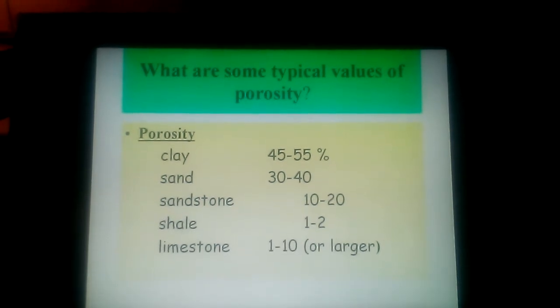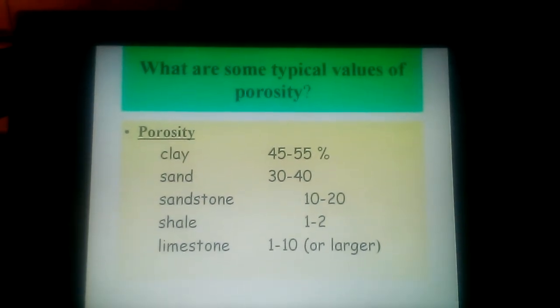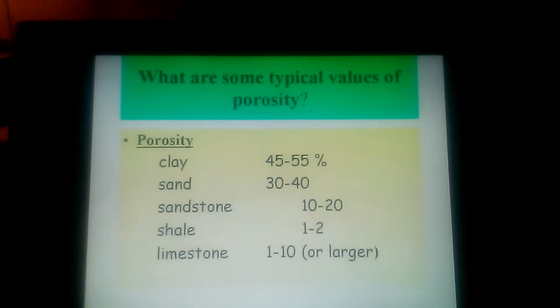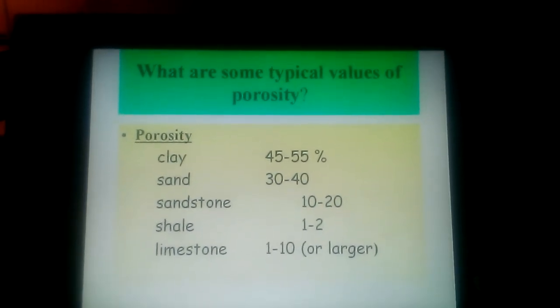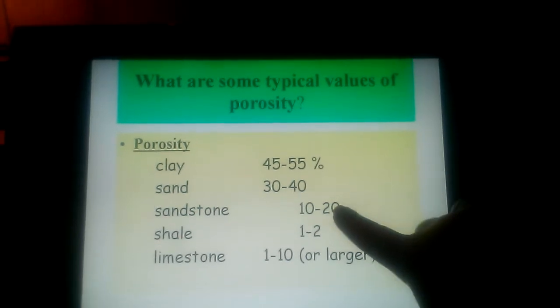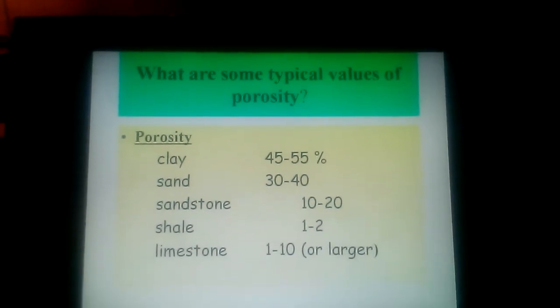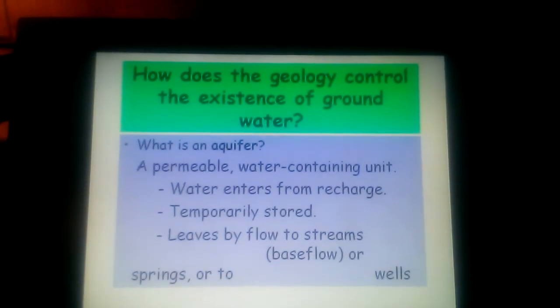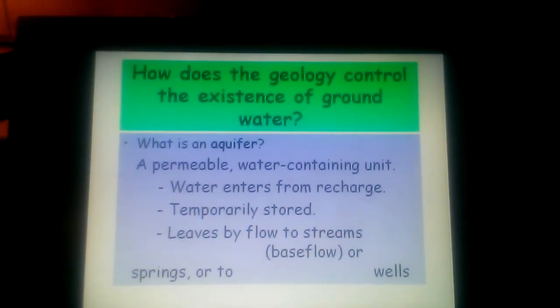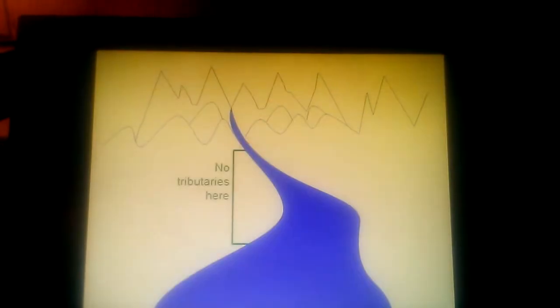Clay has a high porosity even though it doesn't have any space connected. That clay gets compacted so it actually doesn't allow water to move through. A good aquifer would be something like sandstone that has pretty high porosity but also is permeable. And we want it to be permeable so that water can move through it because we're going to have to suck the water out of the aquifer to use it in our wells.